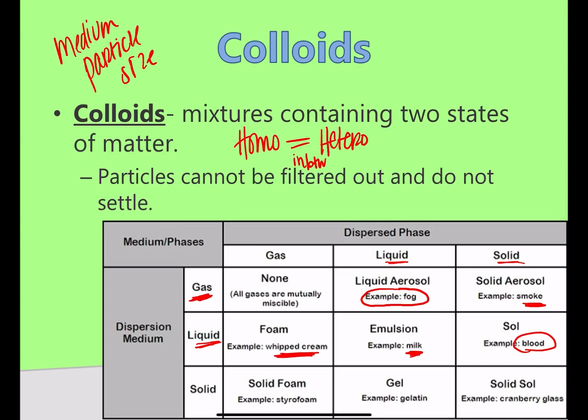All right, and so on and so forth. So you see you have a medium phase and then another phase that's kind of dispersed throughout the medium. Naturally, when you think of something like whipped cream, you kind of think of it as a homogeneous mixture. Your whipped cream is basically the same throughout, but it's a colloid because there's gas bubbles in that liquid medium, okay?